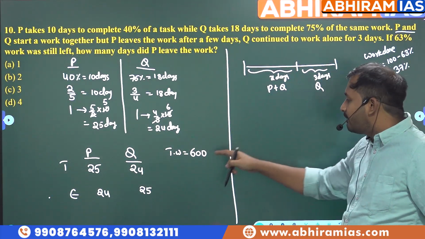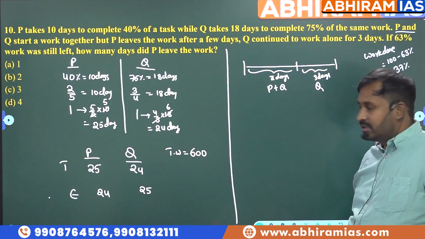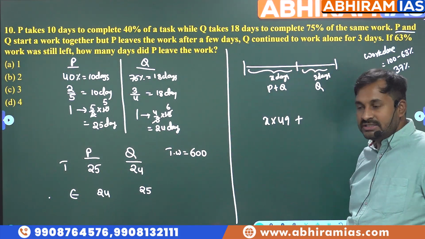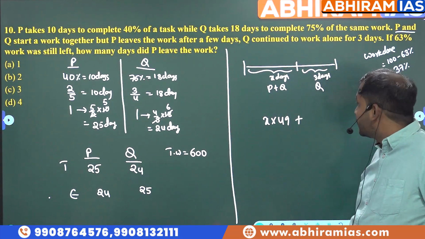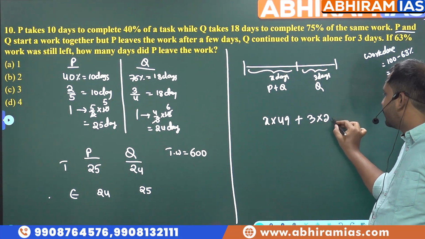Now P plus Q combined efficiency is how much? 49. So they worked for X days. So X into 49 plus what is Q's efficiency? 25. And Q worked for how many days? 3 days. So 3 into 25.